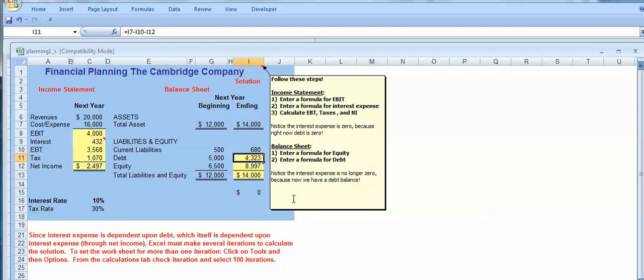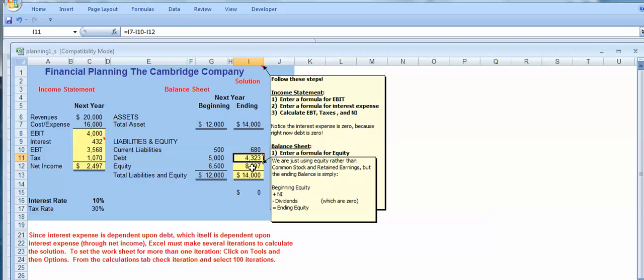Now when I enter my formula, it's already done it for me. It has gone through 100 iterations, and I now have a balance sheet that balances. My interest expense is linked to my debt. My net income is linked over to my ending equity.